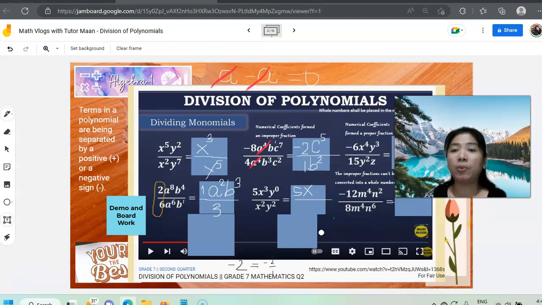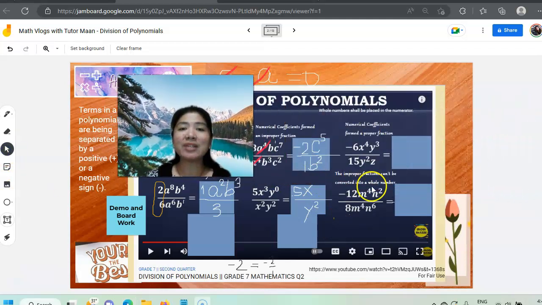Now for the variable y. Where can we find the bigger exponent? In the denominator. It's 2. 2 is bigger than 0. So we write y in the denominator, then subtract exponents. 2 minus 0 is 2. So the exponent of y is 2. Okay, and then I think we can still squeeze in another example.